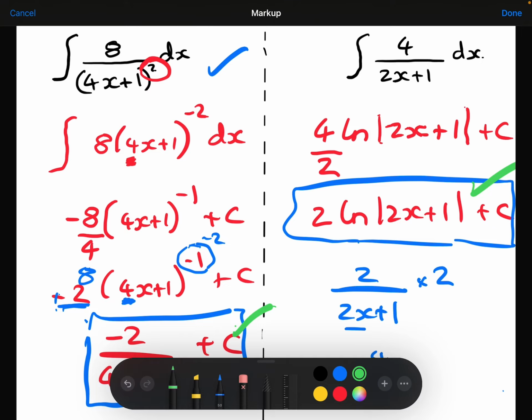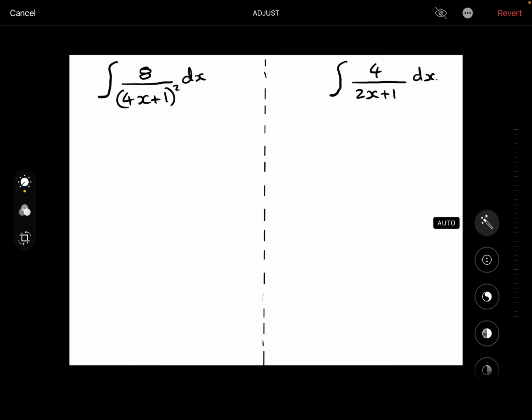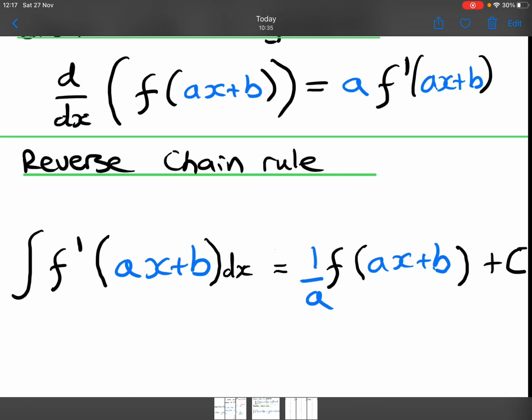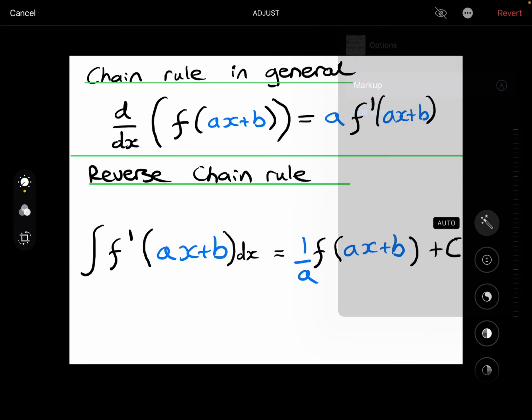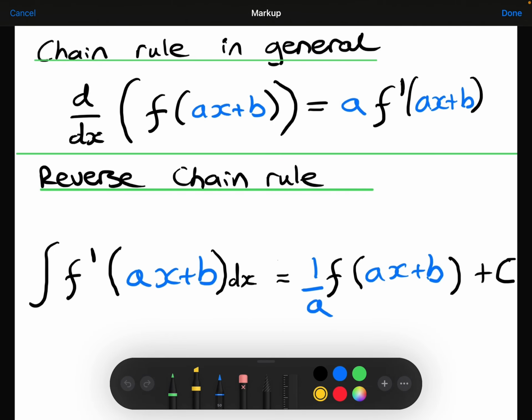And there we go. So that's the reverse chain rule. Just to recap one last time, all we do, we integrate the outside function, whatever it is, and then we divide by the a.